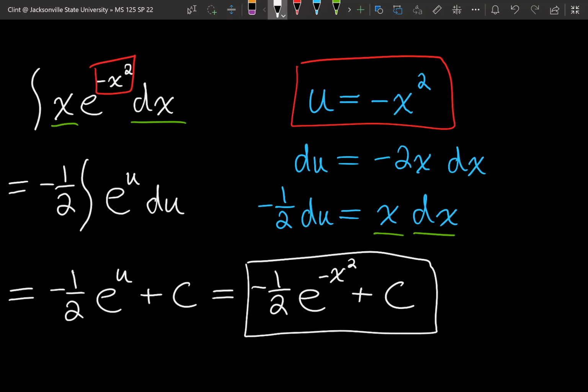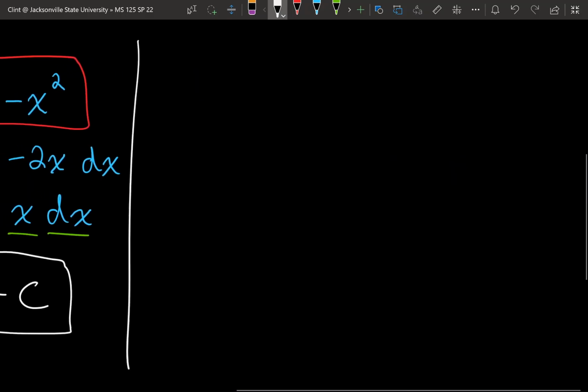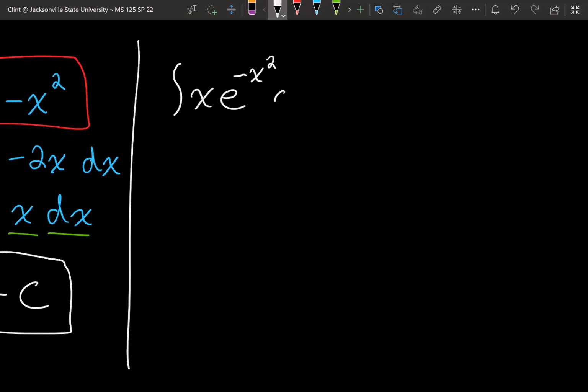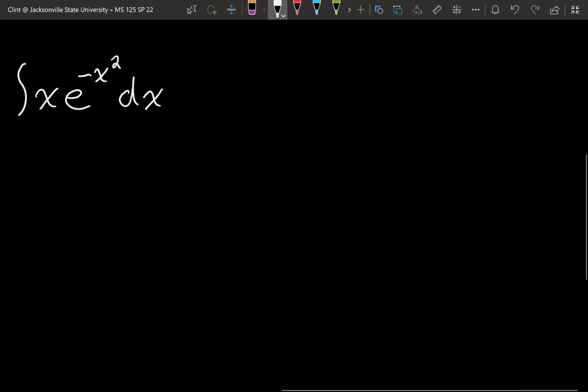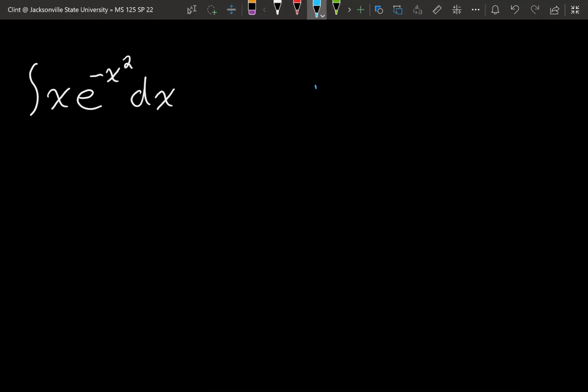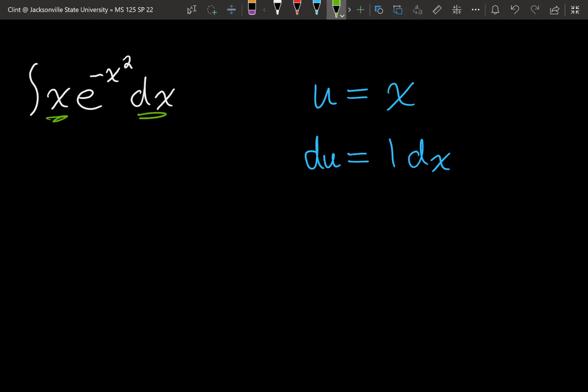Okay, so let's do this one again, and we'll pretend like we're not as smart. Maybe we would try u equals x. Then if we find du, that would be 1 dx. But what I'm trying to make it match up is x dx. And I don't have any way of getting an x out of that because I've just got a constant. So I don't know, that one's not going to work.